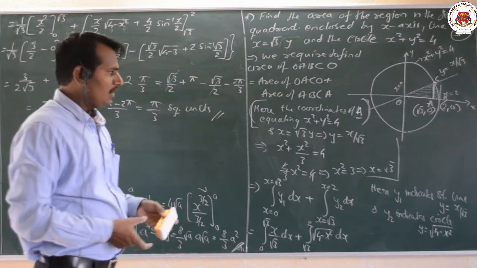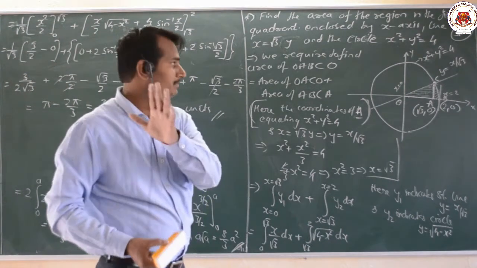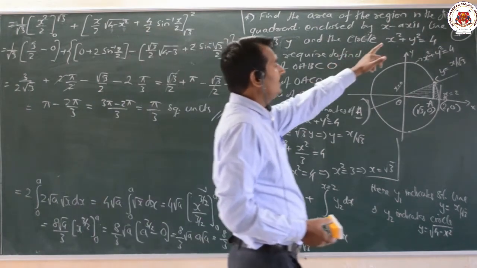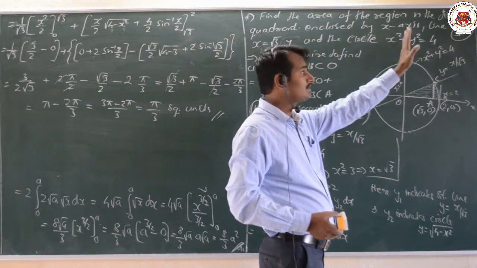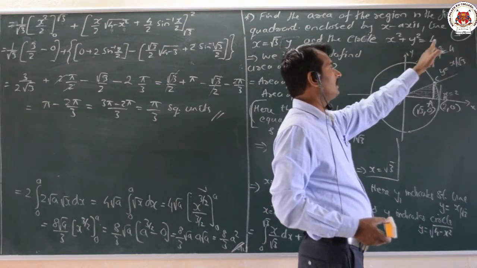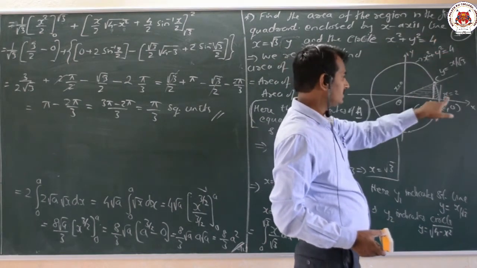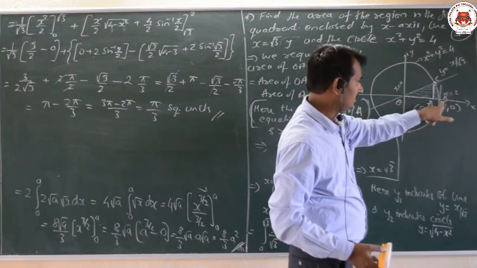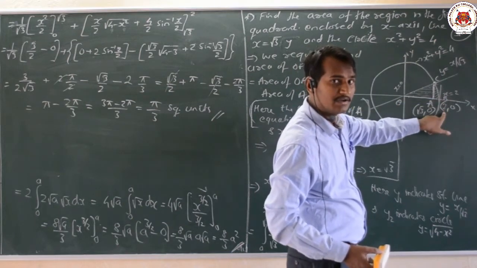Dear students, what are the main important concepts for you to remember here? The first thing is the equation of the circle. We should know the basics of the equation of the circle. Here, 4 means x square plus y square equal to r square, that means the radius is 2. From that, I can find this particular coordinate value.